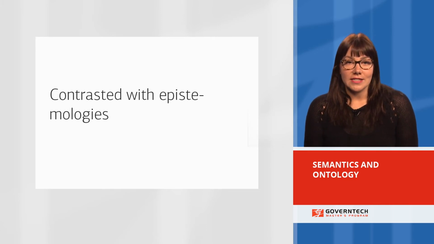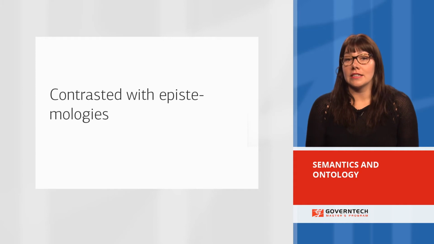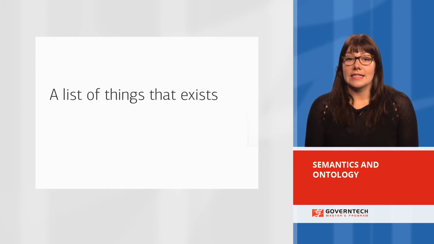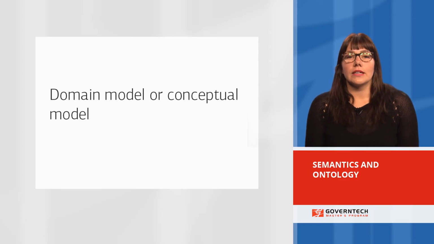In computer science, it can be characterized by McCarthy's notion from 1980 as a list of things that exist, or Gruber's notion from 1993 as an explicit specification of a conceptualization. It can also be defined as Welty did, a description of the kinds of entities that are and how they are related. Some may also call it a domain model or a conceptual model.